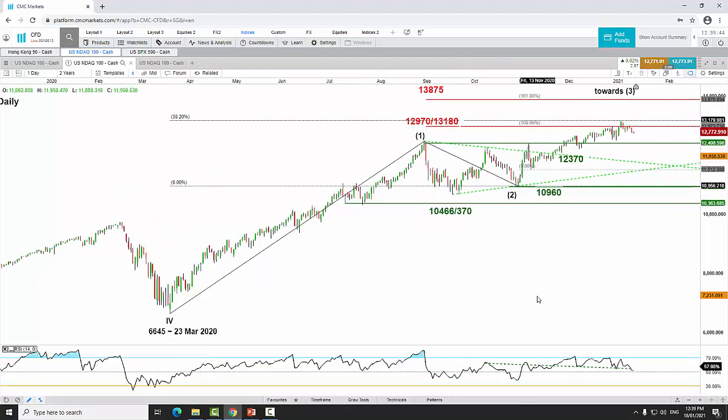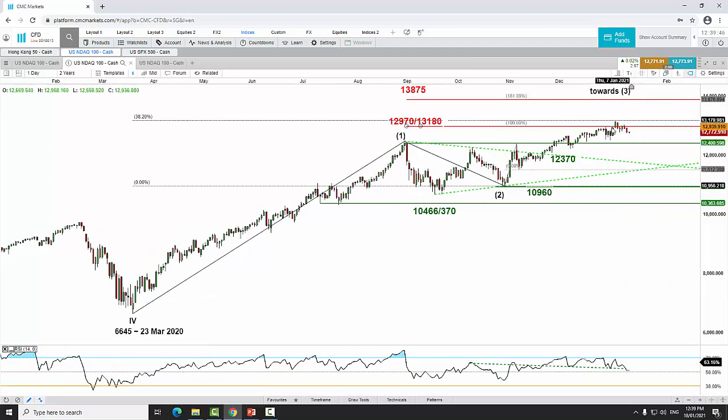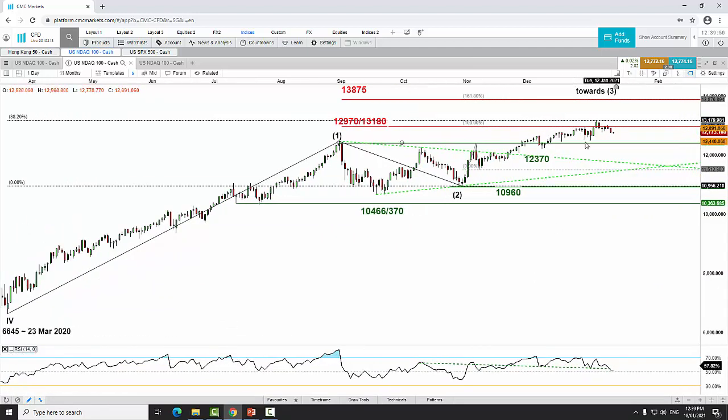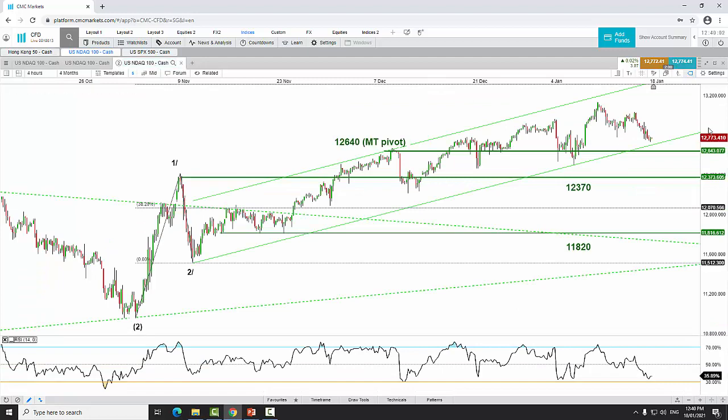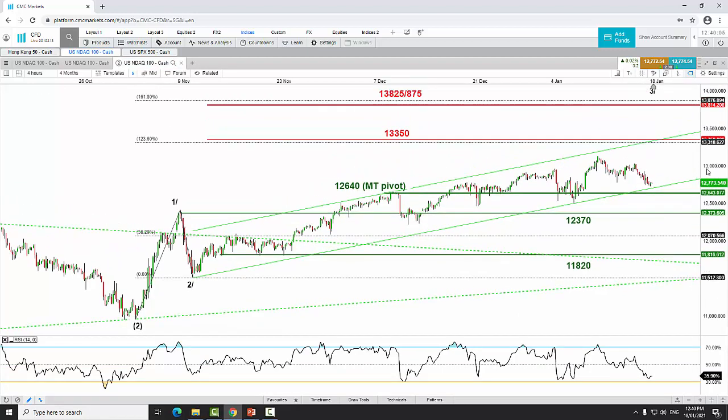So NASDAQ 100 index still pretty much unchanged as well, doing a series of higher highs as well as a series of higher lows on the NASDAQ 100. The RSI is still pretty much sideways, holding above the 50 level. Strategy chart wise, over here pretty much unchanged, similar to the SPX 500.